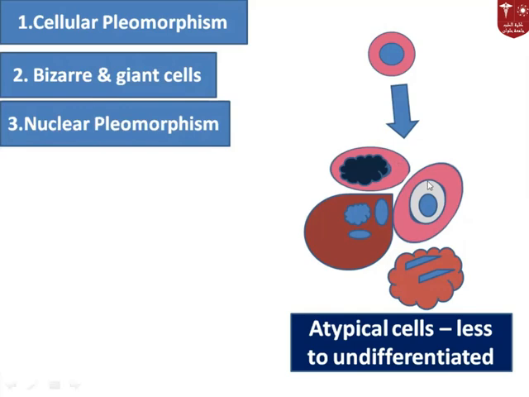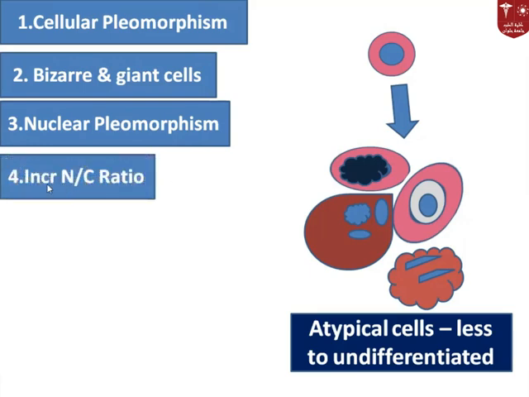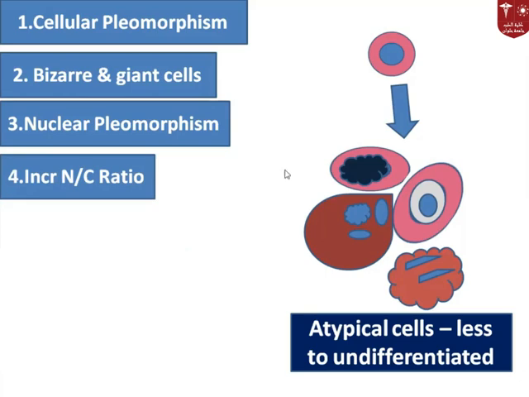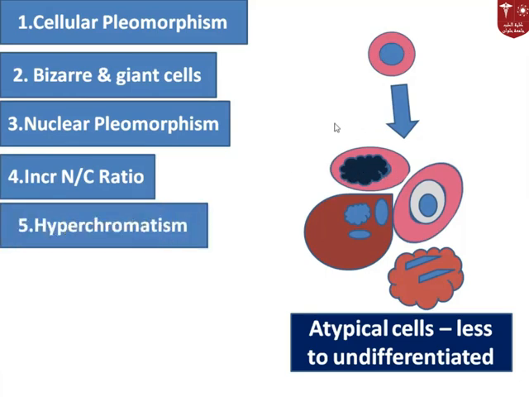And also the nuclei are not similar. So I may have oval nuclei, irregular nuclei, right? This is called nuclear pleomorphism. And the increased nuclear size is called increased nuclear cytoplasmic ratio, when the nuclei are large in size compared to normal nuclei. And also the darkly stained nuclei is called hyperchromatism: hyper means increased, chromatism means staining. It is increased staining of the nuclei.